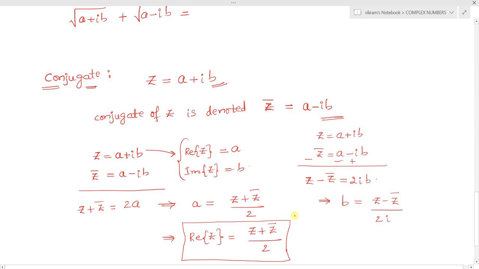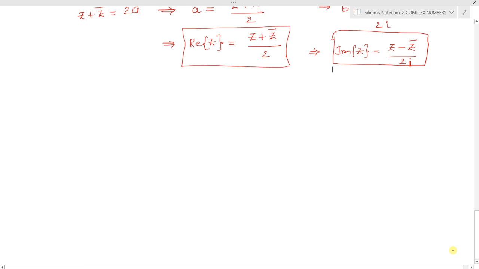So what is this b? b is nothing but the imaginary part of the complex number, in terms of the complex number and its conjugate, as z minus z bar by 2i. Now we had discussed the complex conjugate of a complex number: z equals a plus ib and its conjugate is a minus ib, simply changing the sign. The next property: the real part of a complex number can be written as z plus z conjugate by 2, and the imaginary part can be written as z minus z conjugate by 2i.